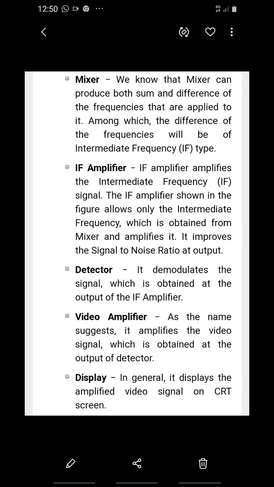Video amplifier. As the name suggests, it amplifies the video signal which is obtained at the output of the detector.